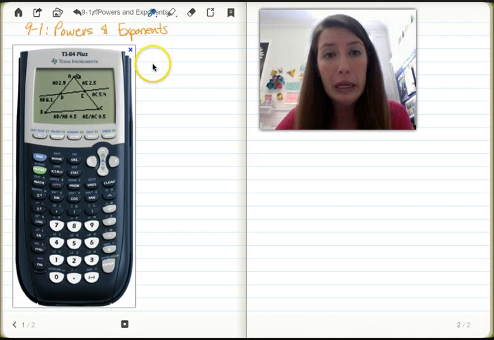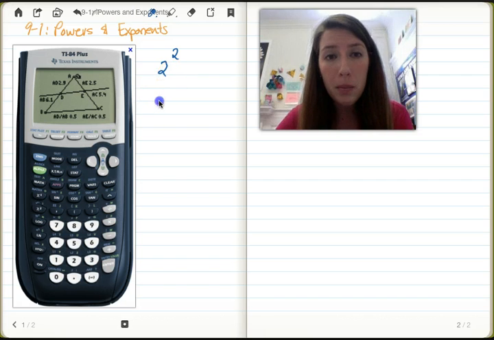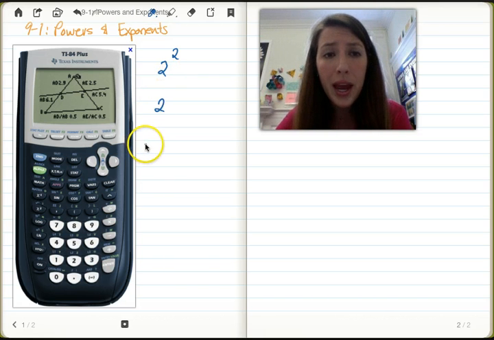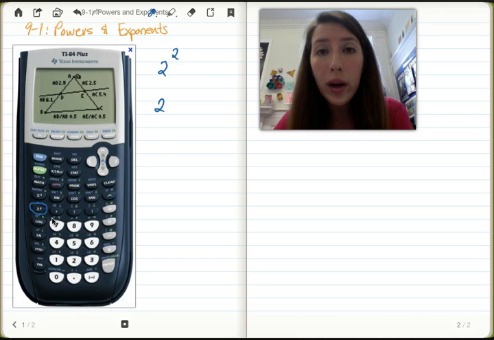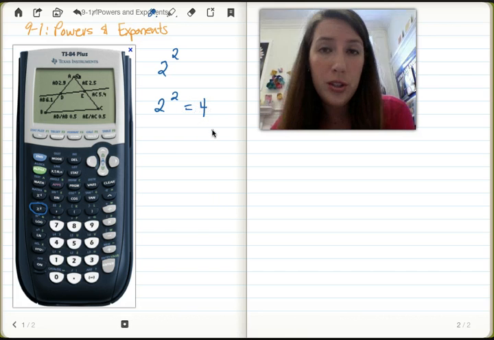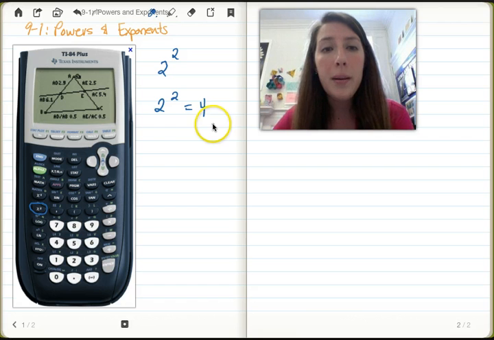Okay, so just so you know, let's go ahead and type in 2 squared. There are a couple of ways to do it. First, you want to type in the number 2, and then you can hit this button here. It's the x squared button, and that automatically squares your number. You can hit enter after that, and of course 2 times 2 is 4.